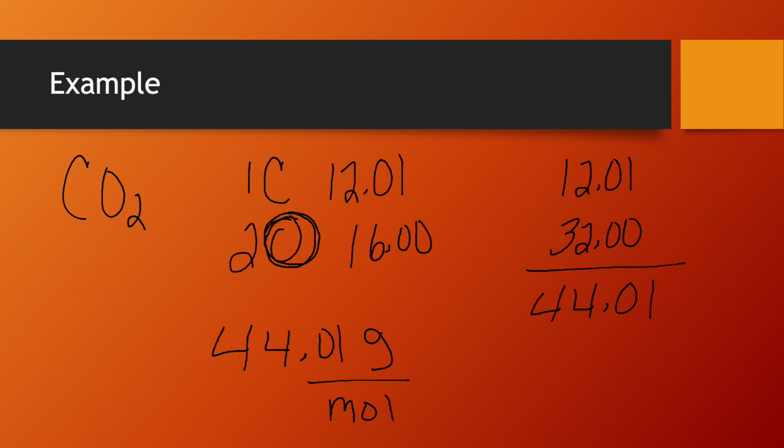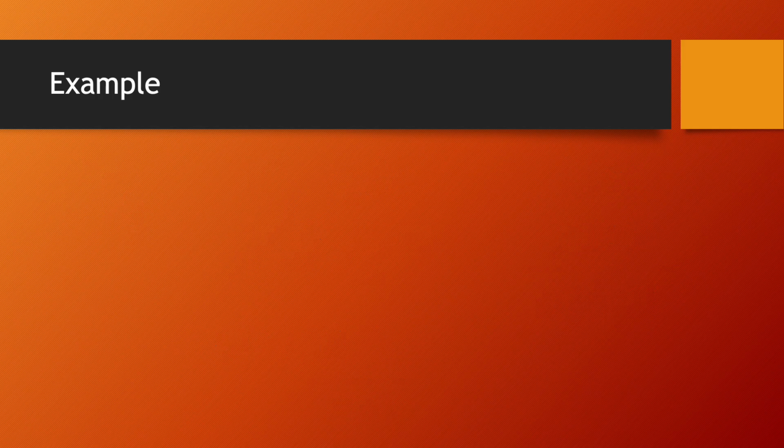Again, you're looking at the periodic table to obtain the AMUs for each element. If you have more than one of a particular element, then you have to take into account all of them. So we just multiply it. 2 times 16, or you can add 16 twice. Let's look at another example.